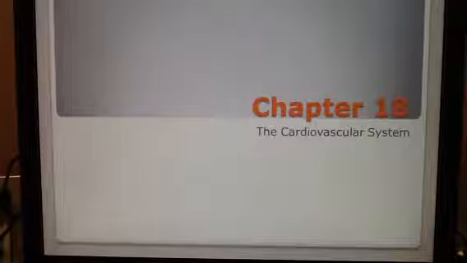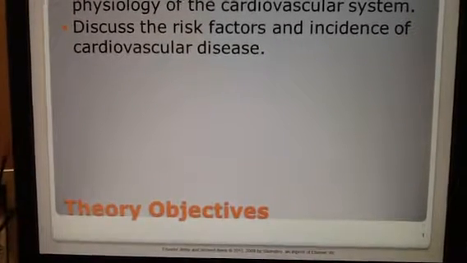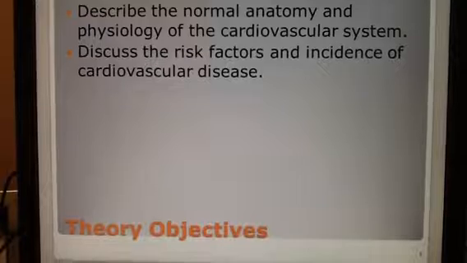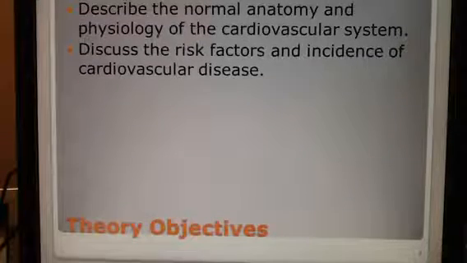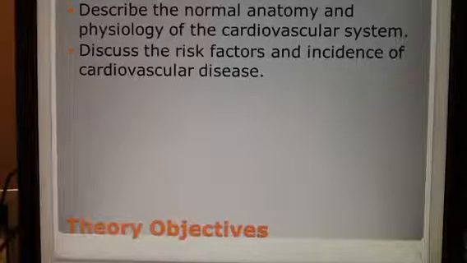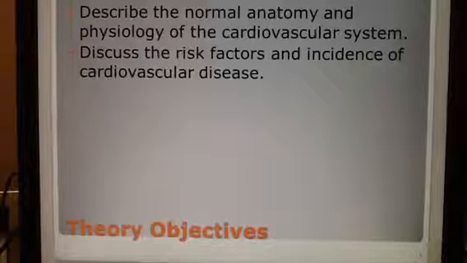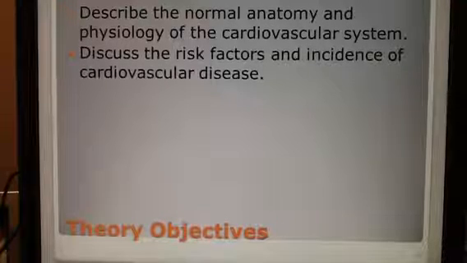This is Mrs. Camden. We're going to be talking about Chapter 18 today, the cardiovascular system. That starts on page 371 of your textbook. The objectives for today's lesson are to describe the normal anatomy and physiology of the cardiovascular system as opposed to the disease processes that we'll be talking about in class on Monday. We're also going to discuss the risk factors and incidences of cardiovascular disease.